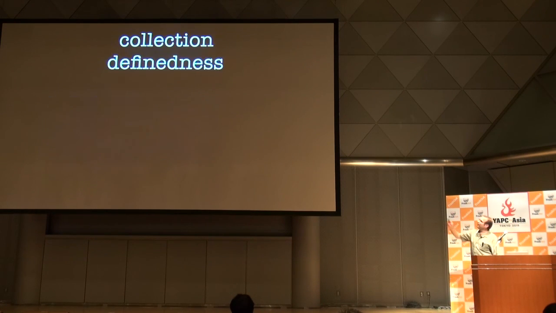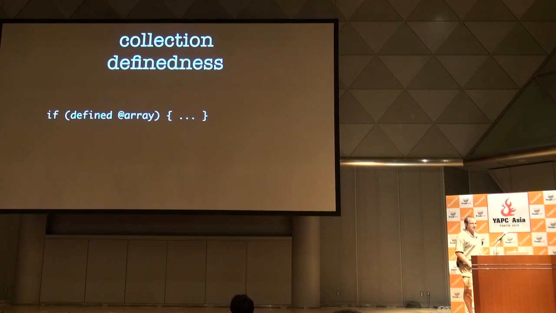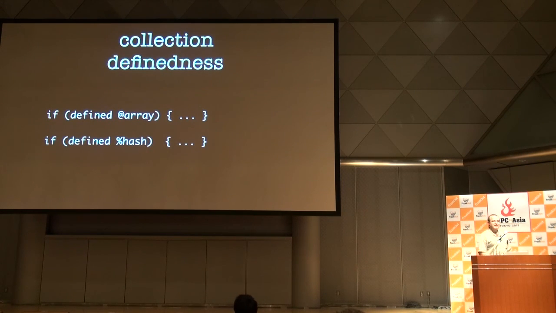Okay? Definedness. People write this a lot. And I like to ask whether anyone knows what this means. And if you think you know what it means, you are probably wrong. Because we don't know what it means. It tells you whether a cosmic ray has hit your computer. So this is gone. You can still use defined on scalars, of course. You can use defined on subroutines, but on these, it's gone.